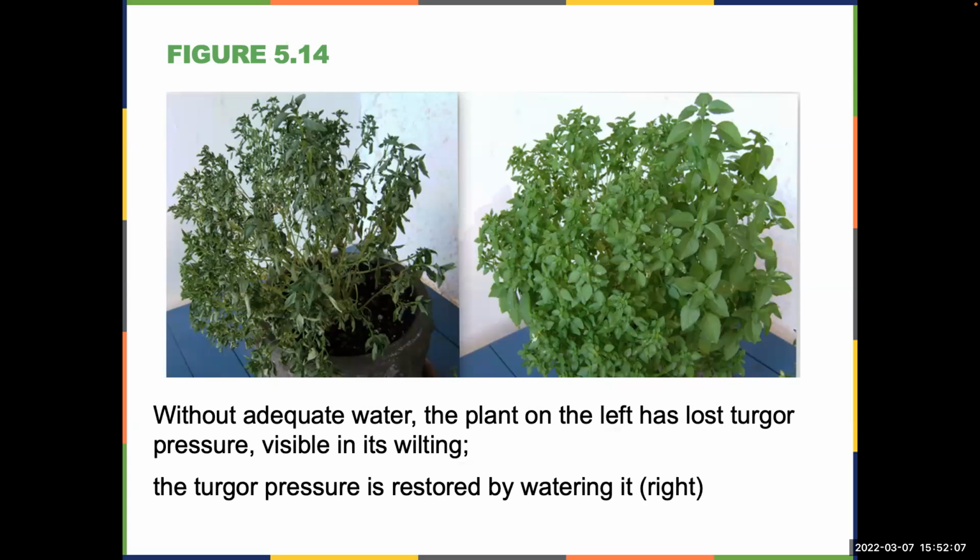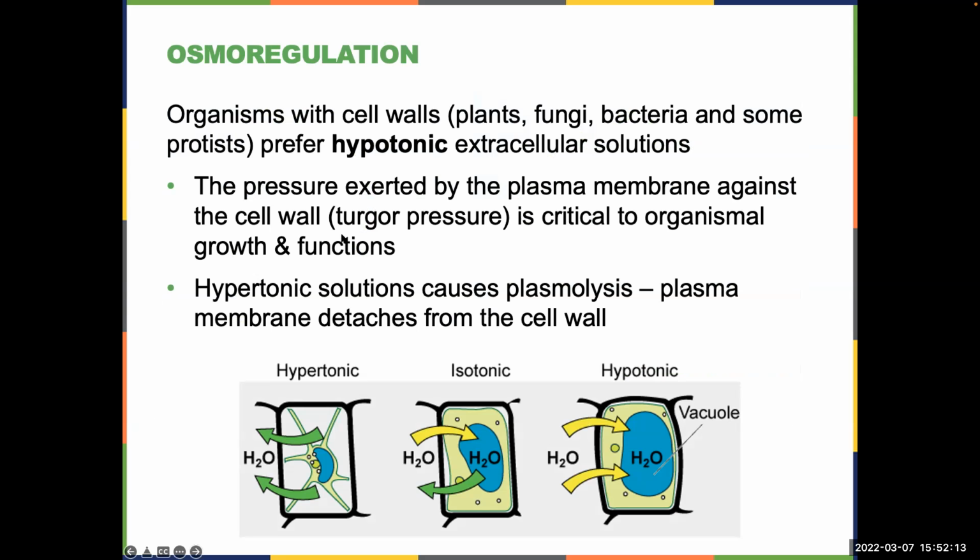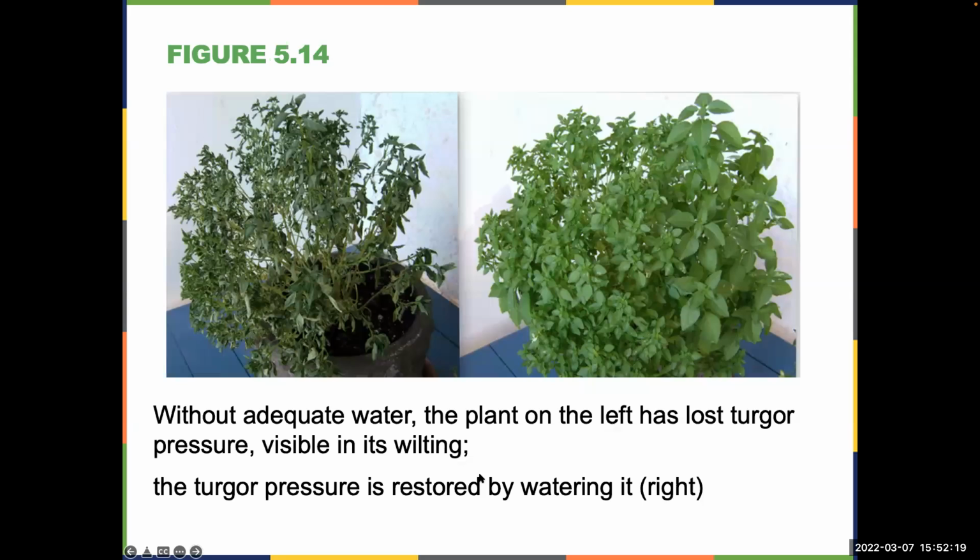And this is just like you saw with the celery today. If you don't water a plant, it will end up looking like you've put it in an isotonic situation, and it will wilt. Once you water it, it should perk back up. With the celery, instead of drying celery out, we actually put it in a hypertonic solution to cause the water to leave the cell.